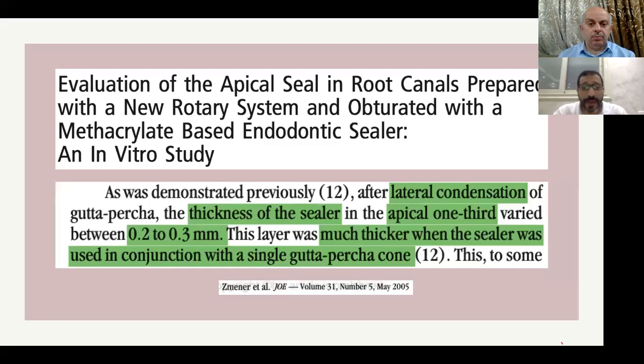Now, when we talk about the thickness of the sealer in the apical area, they found that the thickness of the sealer was 0.2 to 0.3 millimeter. So when we talk about a single cone technique with this sealer, we need to maximize this thickness. So we need a much thicker sealer than when you use lateral compaction or even warm vertical compaction technique. The rule is, when you enlarge or maximize the thickness of the sealer, there is a greater possibility of failure due to solubility of the sealer in the future, because it is not the core obturating material, but you just use it for sealing of the root canal system.